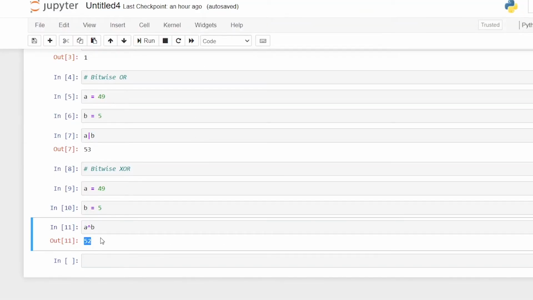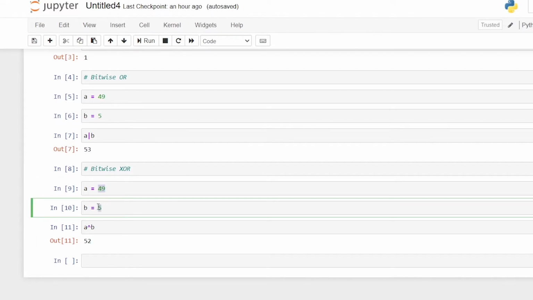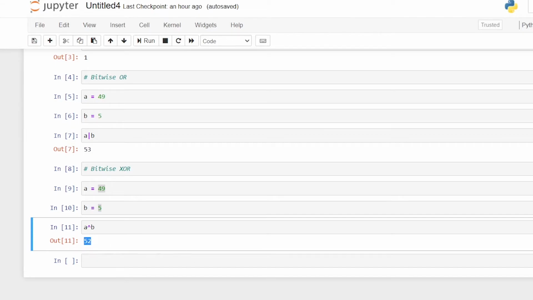So here you can see that the variable a, which is assigned 49, and b with 5, when we take a XOR b, we got the value 52. So by using the bitwise XOR, we also expanded 49 and found the binary expansion of 49 and the binary expansion of 5, and then we got the output to be 52.